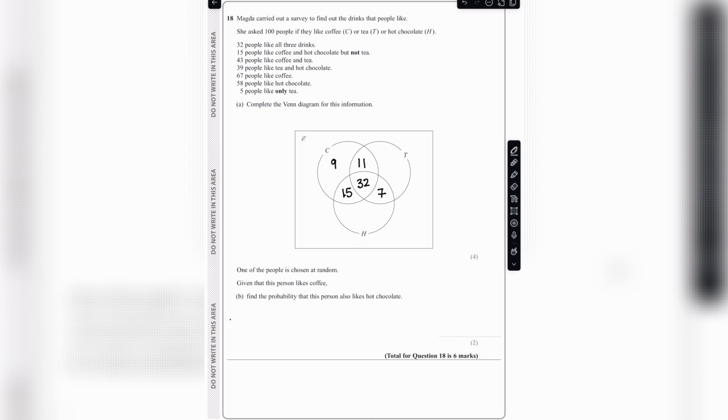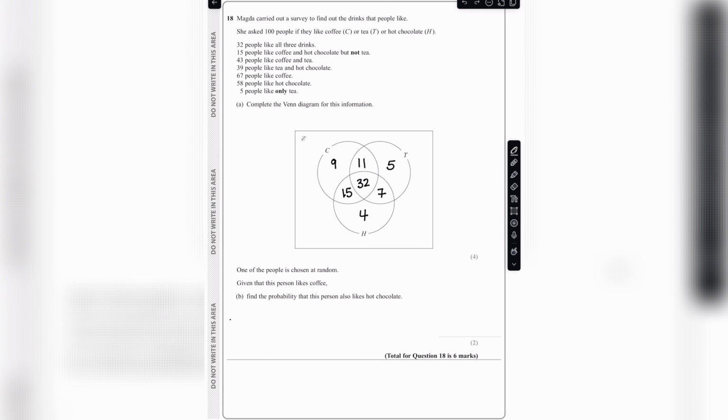And 58 people like hot chocolate. So if we're looking at the circle belonging to hot chocolate, to determine the unknown value in the space at the bottom, we need to subtract 15, 32 and 7 from 58, and that gives us a value of 4. And we are told that 5 people like only tea, so that means that 5 goes in the top right.